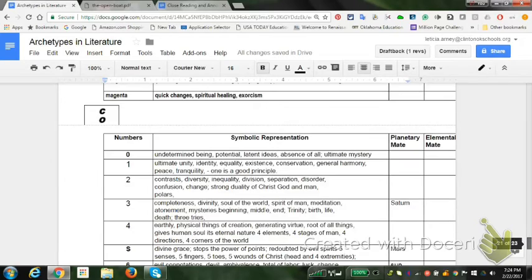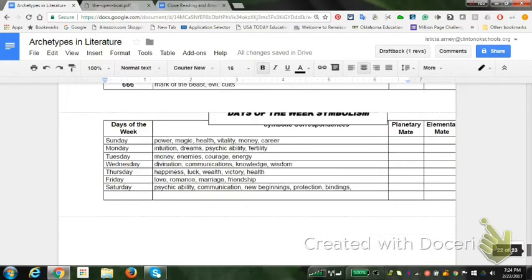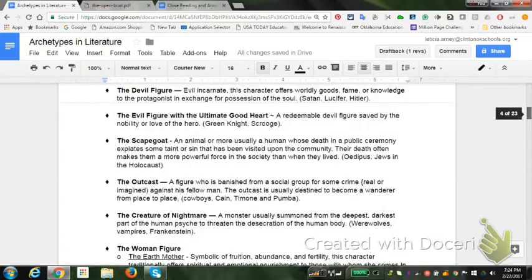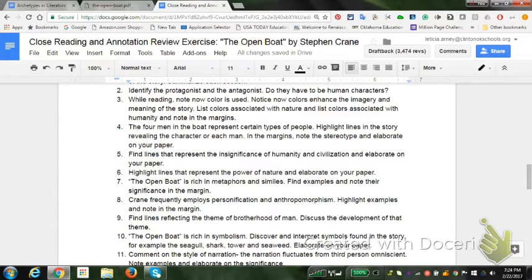Okay, more about numbers. Even days of the week have symbolic meaning to them. Pretty cool, right? So you guys have this literature study here, Archetypes in Literature. I want you to go in on that close reading and annotation.